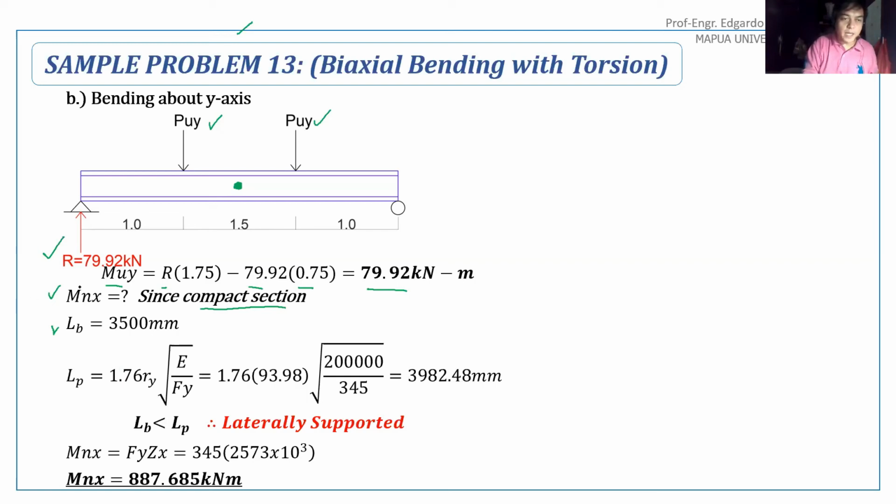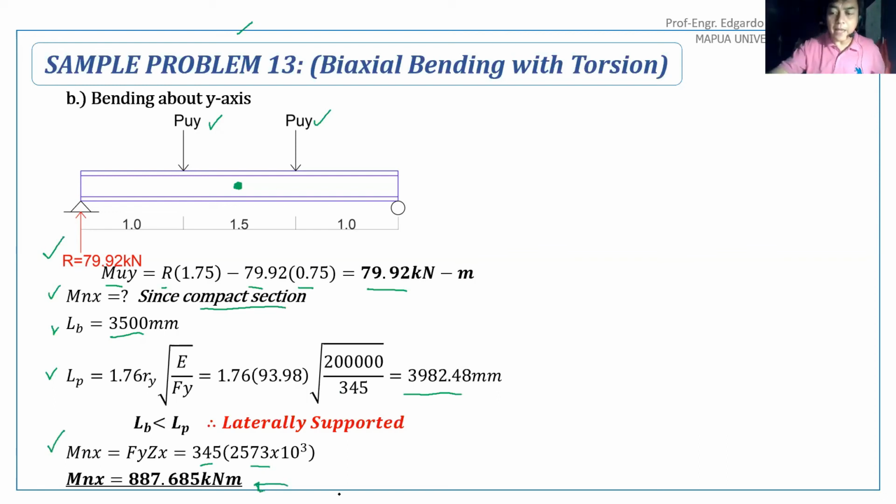I solve for LP. Okay? So, ano ba sa LP? 3.9. So, sa LP pa lang, less than na siya. Ibig sabihin, kapag yung LB mo is less than LP, ibig sabihin, laterally supported na siya. You don't need to solve for LR. Nagsasolve lang tayo ng LR kapag yung LB nag-greater than dun sa LP. Okay, pero pagka yung LB less than LP, hindi mo na kailangan mag-solve ng LR. So automatic it would be laterally supported na siya. So yung MNX natin pagka lateral supported would be FYZX. So FYZX. So ito na yung MNX natin. So okay na tayo dyan.